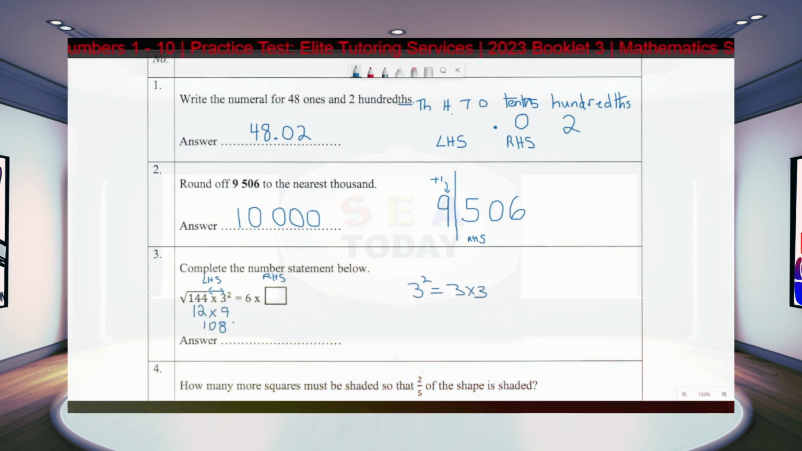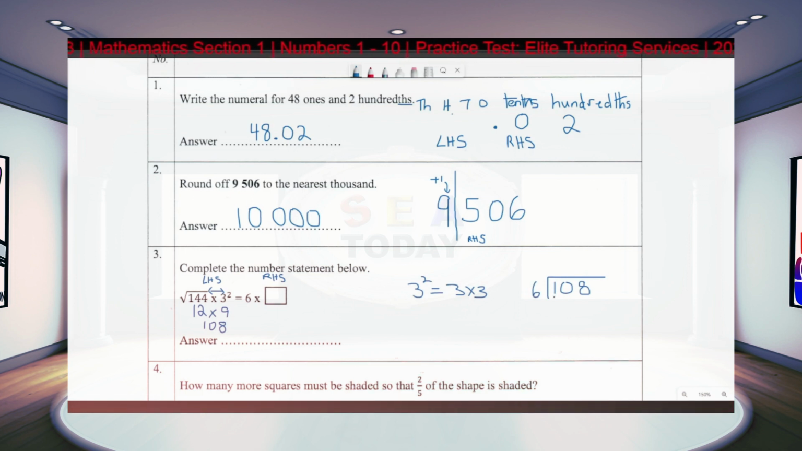So how do we figure out what number goes in the box? We need to take 108, and it will be 6 multiplied by what number gives 108? Well, that's simple. We're going to just divide, the opposite of multiplication, to figure out the missing number. So it becomes 108. We're going to divide that by 6.